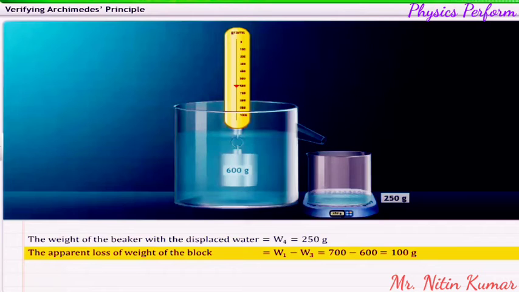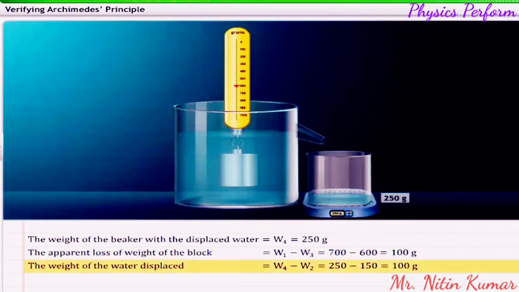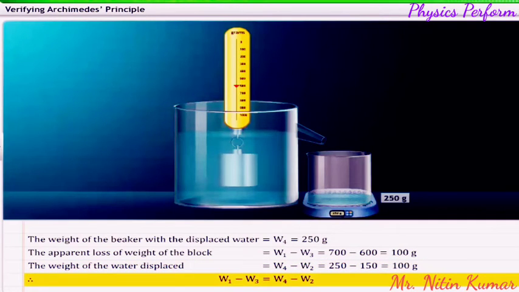The apparent loss of weight of the block is equal to W1 minus W3. This is equal to 100 grams. The weight of the water displaced is equal to W4 minus W2. This equals 100 grams. You can see that W1 minus W3 is equal to W4 minus W2. Thus, this verifies that the difference of weight of the iron block inside and outside the water is equal to the weight of water displaced into the beaker.